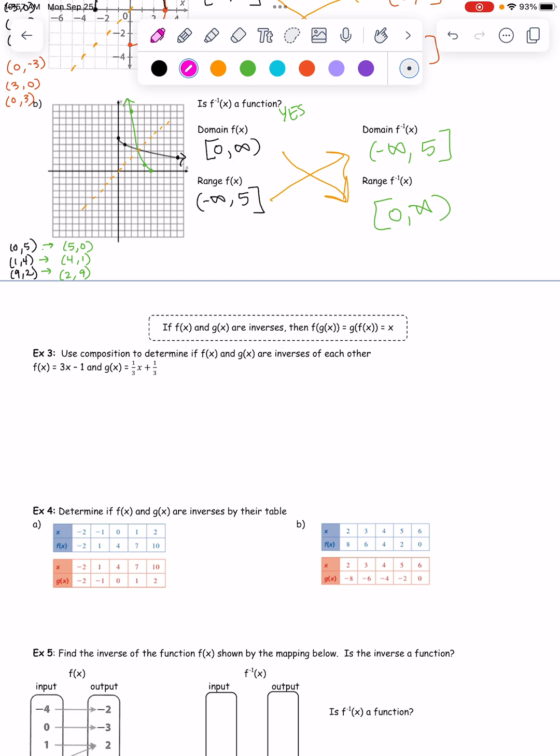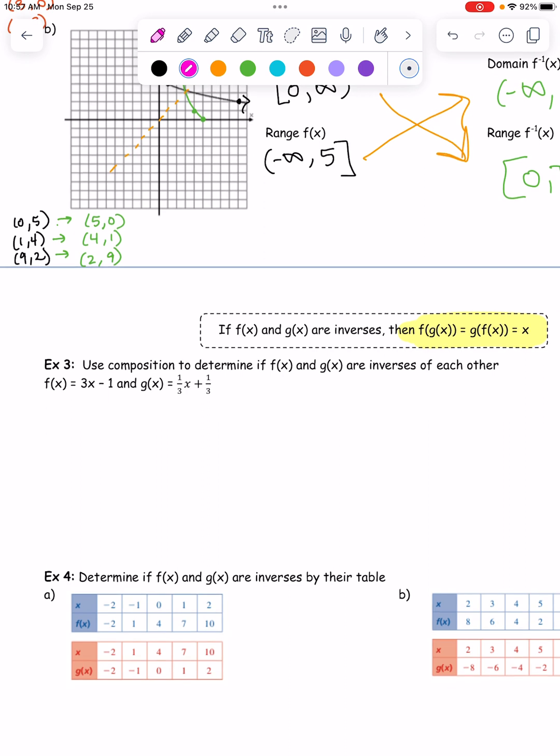So if you compose g inside of f of x and f inside the g of x, and both of them equal x, then that means they are inverses of each other. So if this is a true statement, then they are inverses. For our first example, it says, here's f of x and g of x. Use composition to determine if they're inverses of each other. You have to check both.